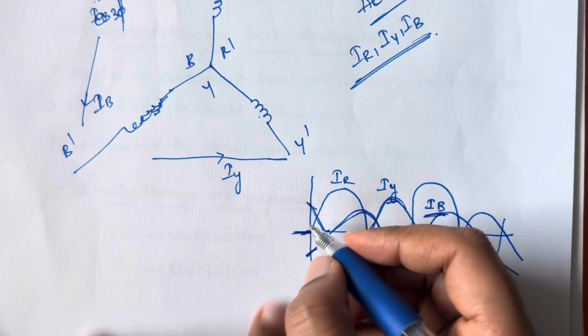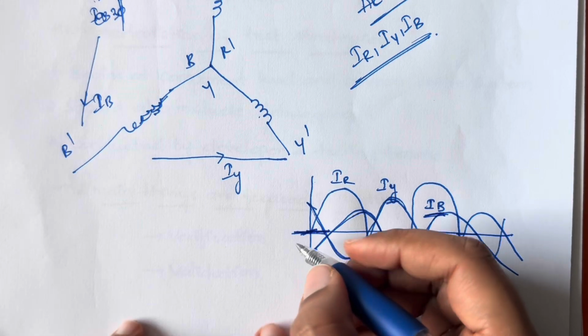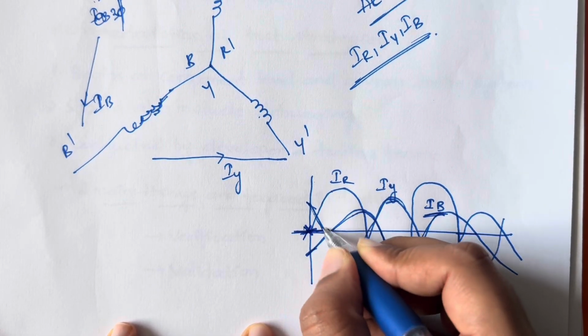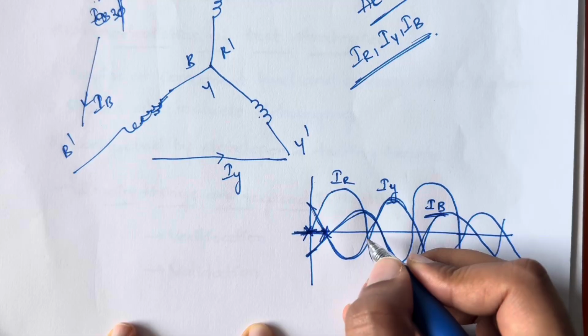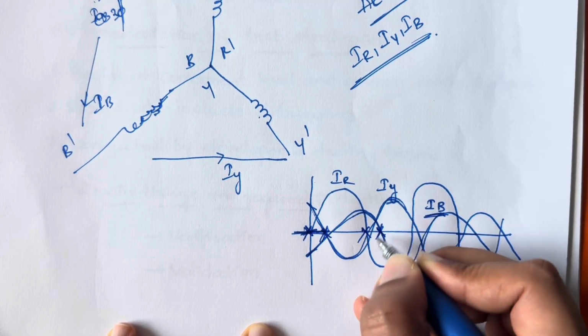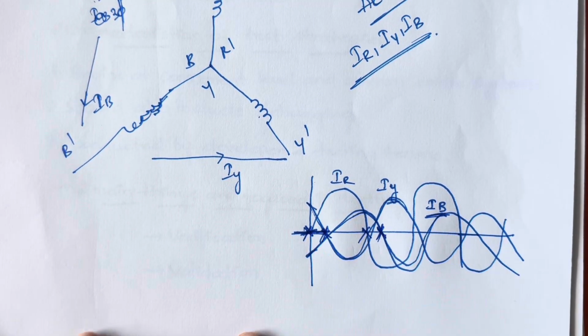So let us keep some points, like let us check at 0 degree angle. Let us mark some points and check how the current is going to be at that point, so that you will understand how a magnetic field is generated, how a rotating magnetic field is generated.